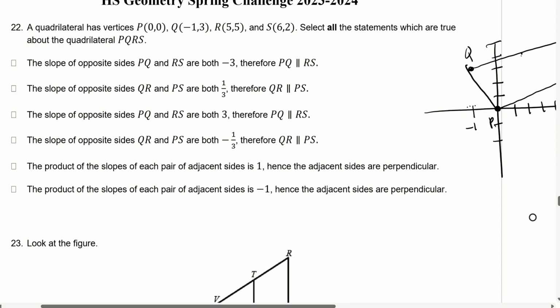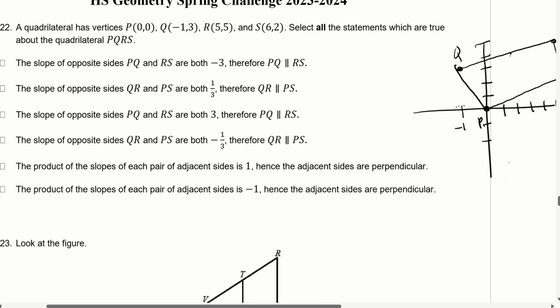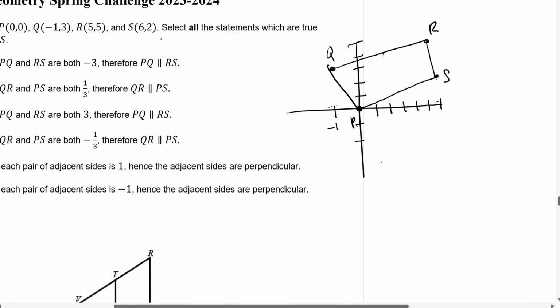So now it says that the slope of opposite sides are both -3. Let's see if that's true, okay? The slope of the opposite sides, PQ and RS. Let's do the slope. So again, remember to do the slope, rise over run. So from Q to P, you got to go down 3 and over 1. All right, so 1, 2, 3. And then here you got to go from R to S. Remember, R is at 5, 5, and S is at 6, 2. So you got to go over 1 and down 3.